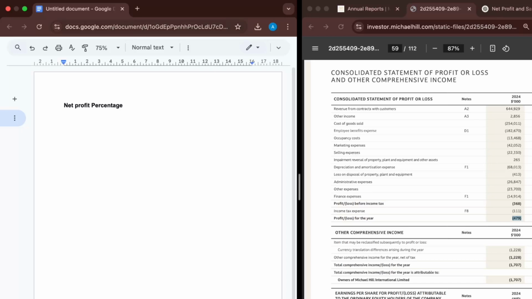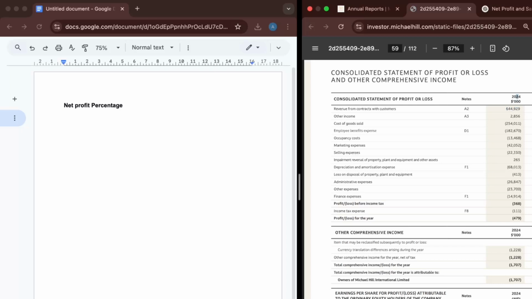And the sales for the year was all the way up at the top. So revenue contracts from customers, 644,929. Okay, now we're going to times that by 100. And it's going to give us negative 0.07%. So quite a low figure. Essentially, they just broke even. That's what that $479,000 loss means.